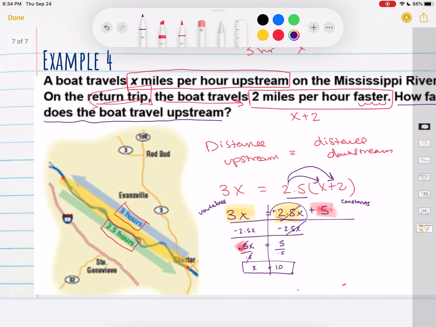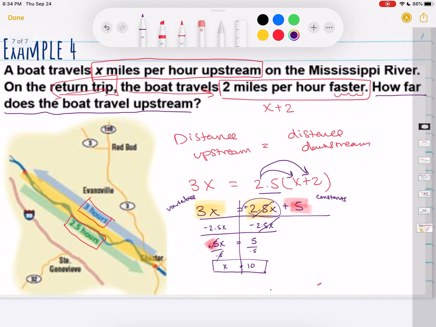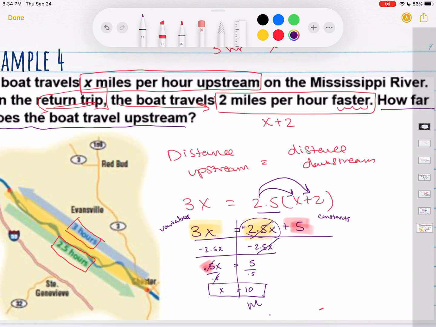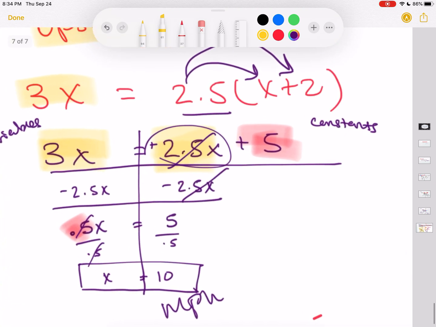Now let's go back. Did we answer our question yet? How far does the boat travel upstream? We know x is 10. x is our miles per hour, so we don't know the distance yet, but up here we talked about our distance upstream as 3x, and x equals 10.